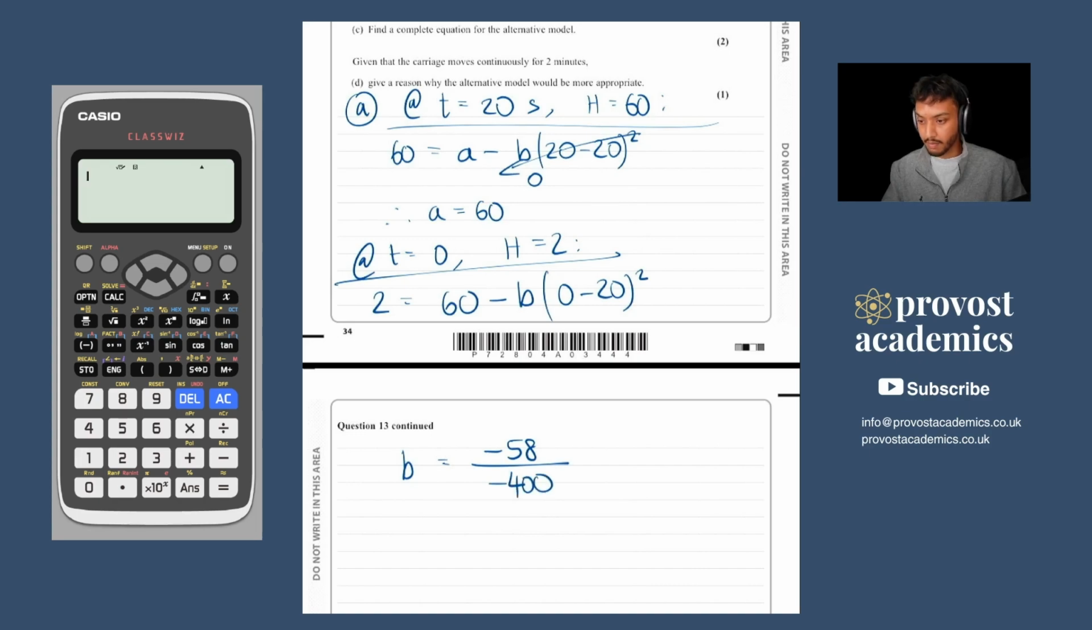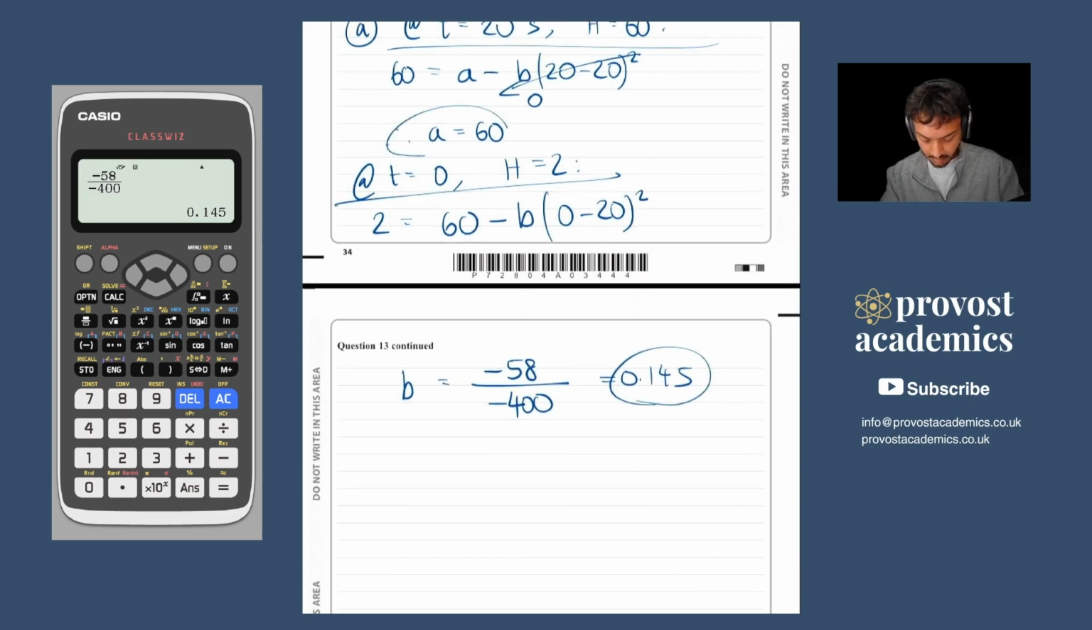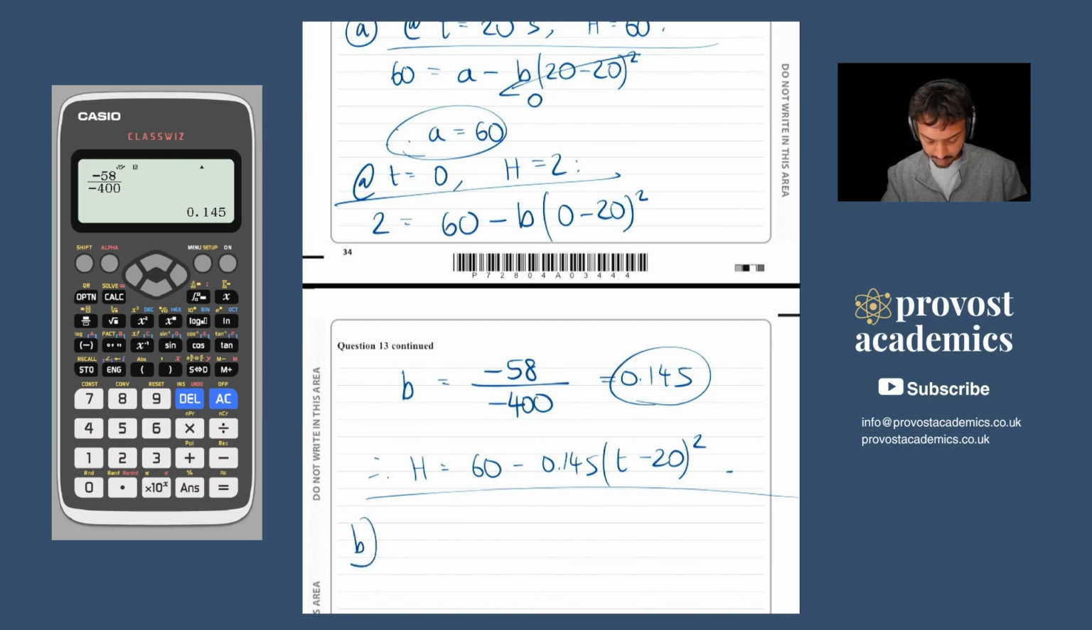So if I just pop that into my calculator, what do I get? Minus 58 divided by minus 400 to give me an answer of 0.145, and those are my constants. I'm just going to circle those in, and h is equal to 60 minus 0.145 (t minus 20) whole squared, and that's my final answer.